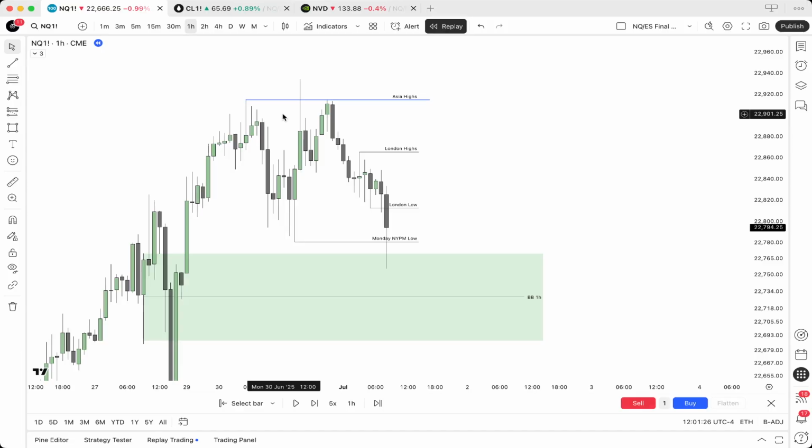And what did we see happen once again? We saw yet another rejection off of that draw on liquidity, that high interest liquidity zone, where Asia once again tapped that and created a rejection lower.